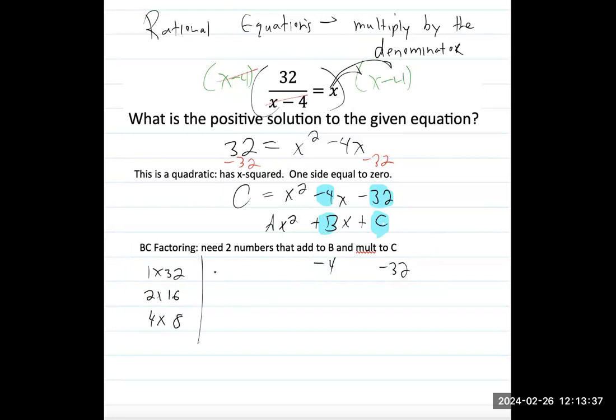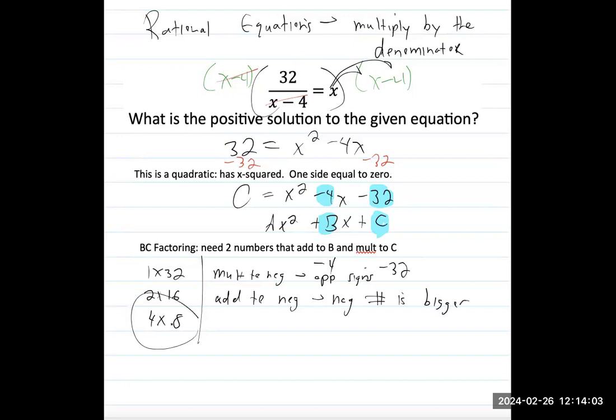And now let's look at the signs. The two numbers multiply to a negative. That could only happen if they have opposite signs from one another. But of those two numbers that are the opposite signs, they actually add up to a negative. And that means that the negative number is the bigger looking number. So out of our 4 and 8, which are the only two that can be combined in any way to give us a 4, we know they have to have opposite signs with the negative being bigger.